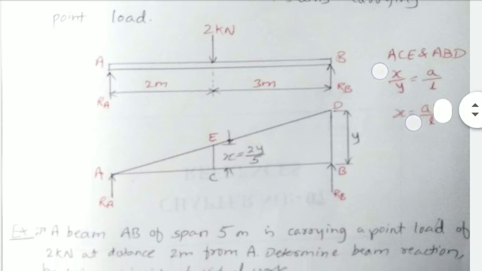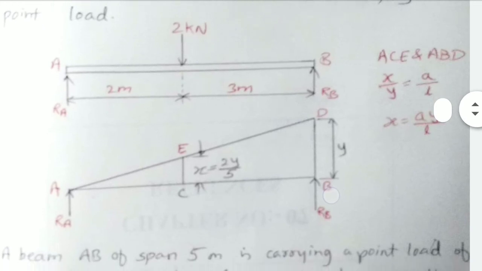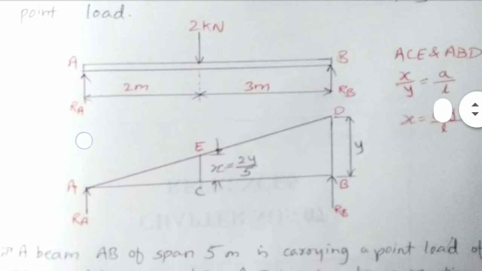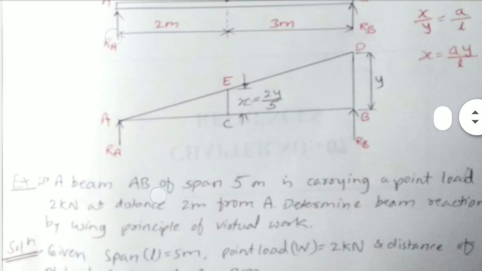This comes from considering two triangles for calculating the distance X: the first triangle ACE, and the second, bigger triangle ABD. By the principle of similar triangles, X upon Y, the lower vertical distance over the higher vertical distance, is equal to A upon L. A is the horizontal distance of point C from point A, and L is the total horizontal distance of point B from point A. So X upon Y is equal to A upon L, so X is equal to AY upon L. Here A is 2 meters and L is 5, so X is equal to 2Y upon 5. This is the complete resolution of the figure.